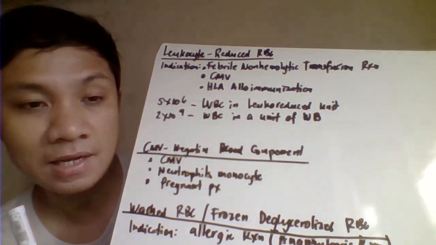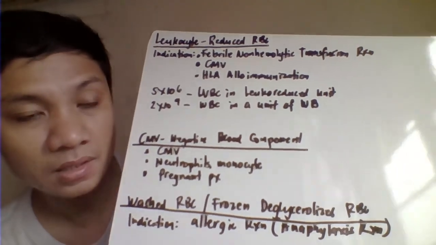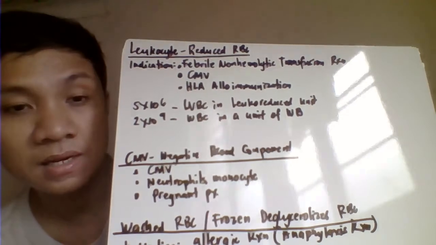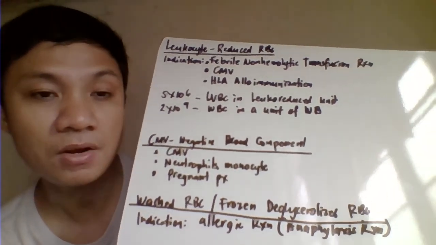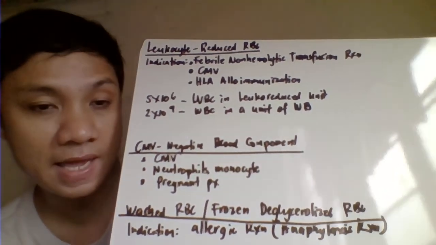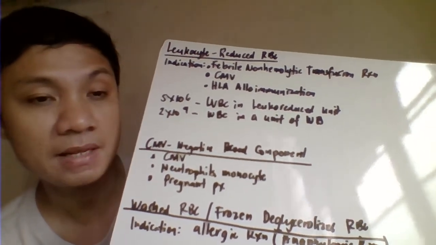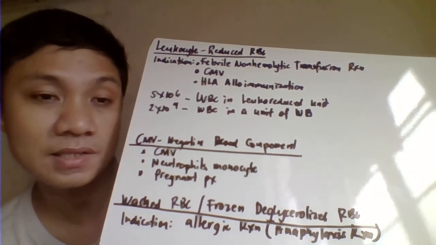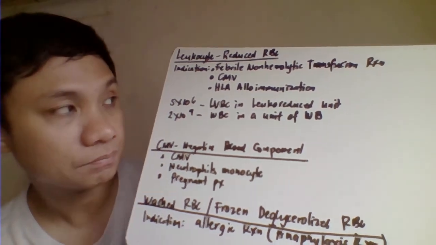Since this product has no WBC, or the WBC has been reduced, it is used for the prevention of, number one, febrile non-hemolytic transfusion reaction, primarily caused by biological response modifiers. We also have prevention of HLA alloimmunization, because that could also be found on the WBC. And it can also prevent cytomegalovirus transmission because the cytomegalovirus tries to reside on the WBC.